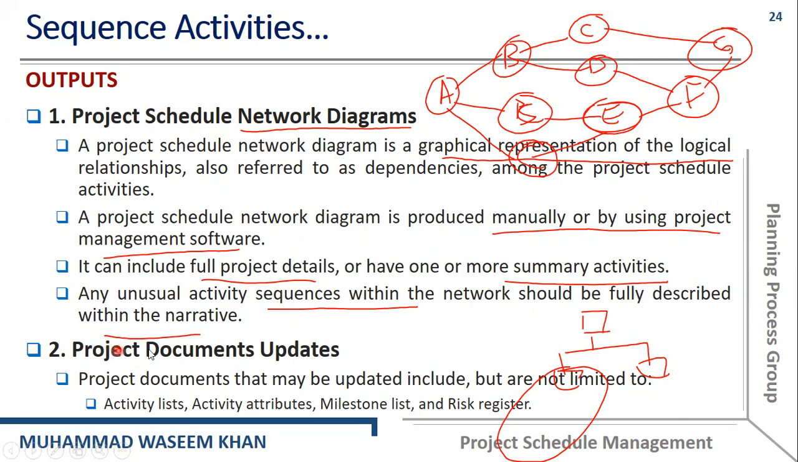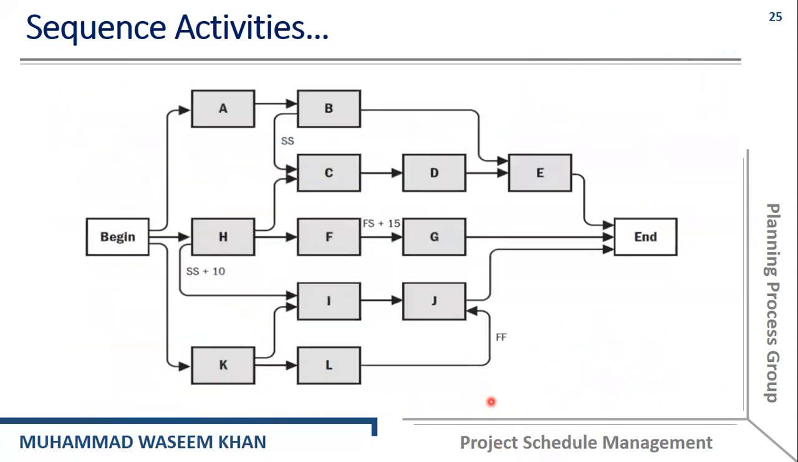Then we have the project document updates. Project documents that may be updated include, but are not limited to, the activity list, the activity attributes, the milestone list, and the risk register that we have discussed in the previous lecture. So let's talk about sequencing activities.